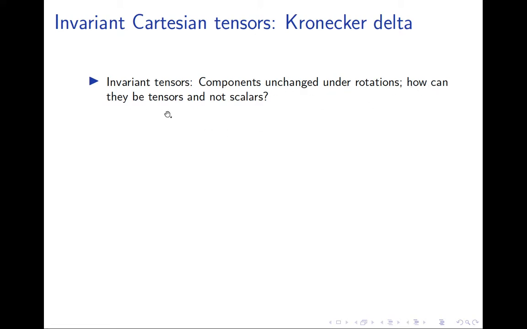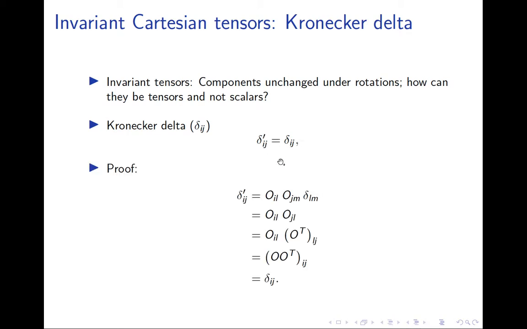This sounds a bit paradoxical. This cannot be true. They're supposed to change like this. How can they remain unchanged? But rest assured, this happens. And one prominent example is the Kronecker delta ij. You can show that if you rotate your coordinate axis, in the new coordinate system, the components remain unchanged. Let's see how this happens as a short proof.